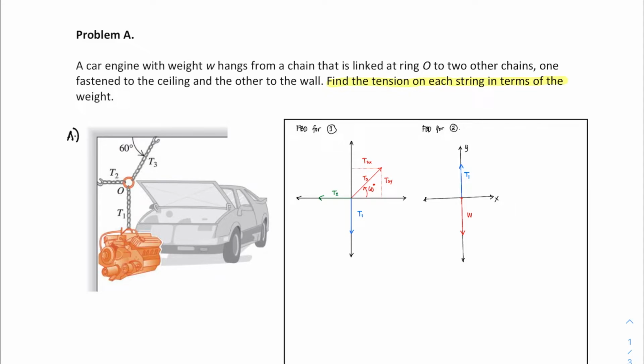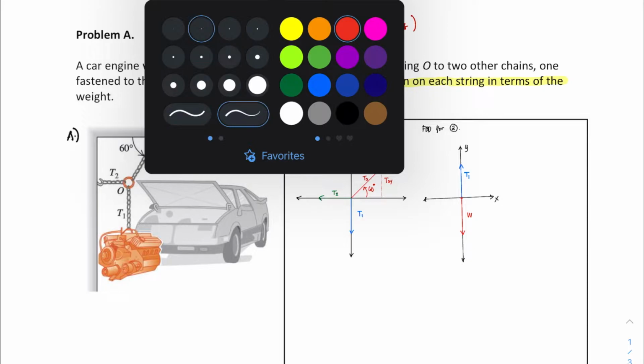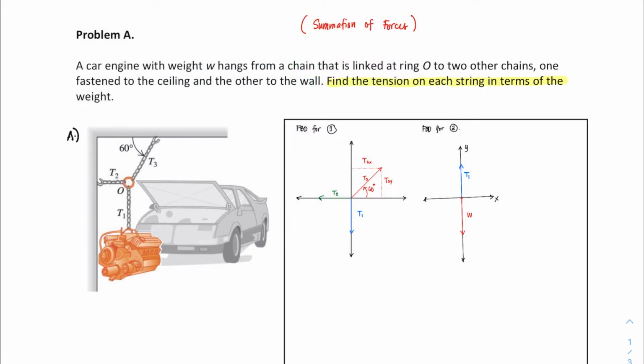So we are done with the process of sketching the free body diagram of a given problem. Now at this point, we are to proceed with the second step for solving problems, and that is where we create the summation of forces. So basically, at this stage, we are now writing equations to describe the forces that act on our system.